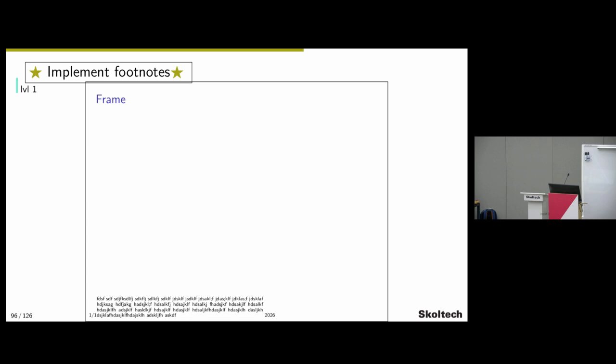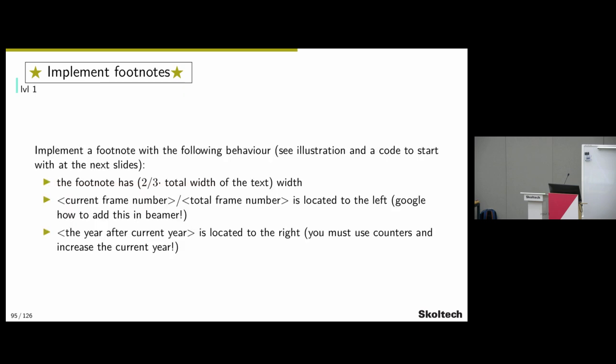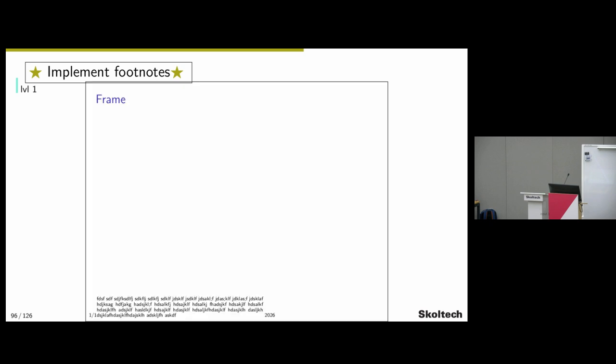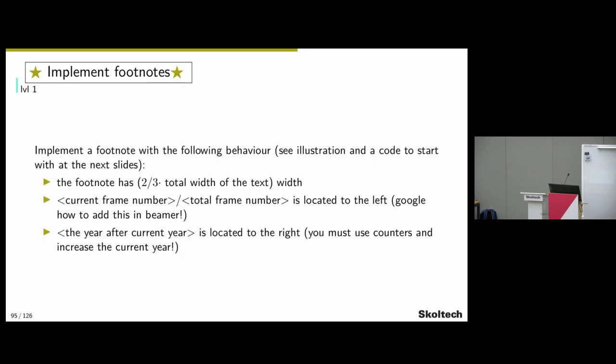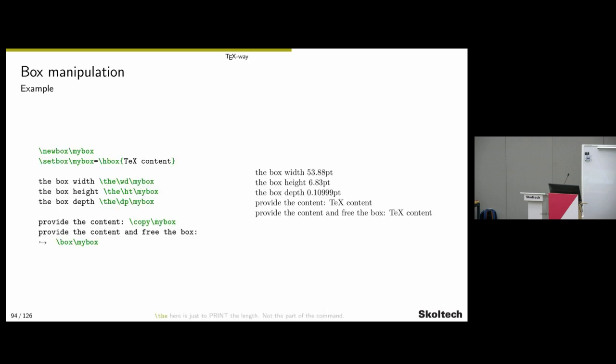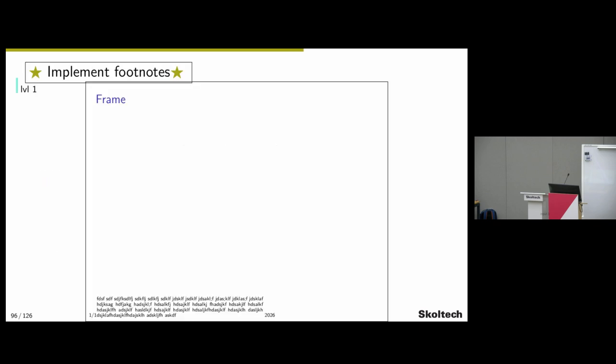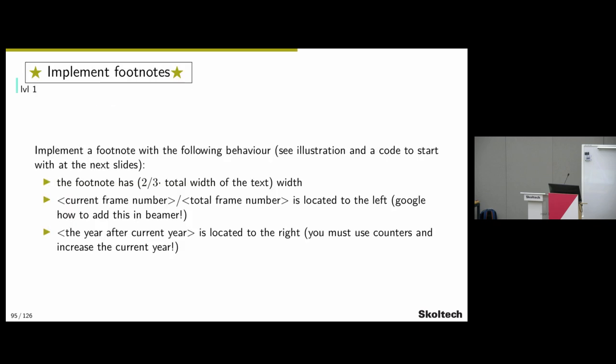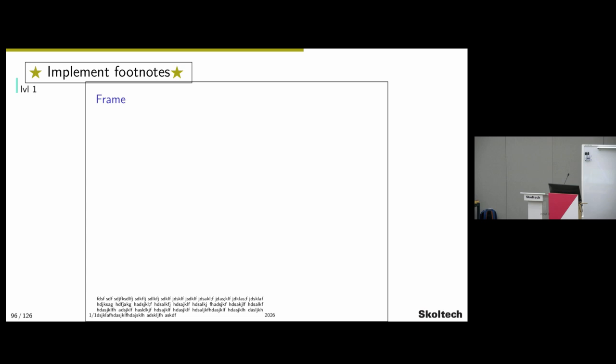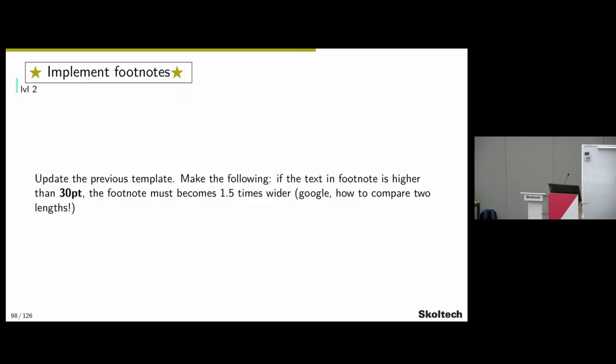So what is it? The one-on-one is the current frame number, the total frame number in Beamer. You need to Google how to insert this frame number. This one is the next year. Please don't make it by numbers. Use a counter, use the counter for the year and add one to the current year. And the width of this footnote must be 2/3 of the total width of the text. So this is the first task, and the level 2 task is this one.